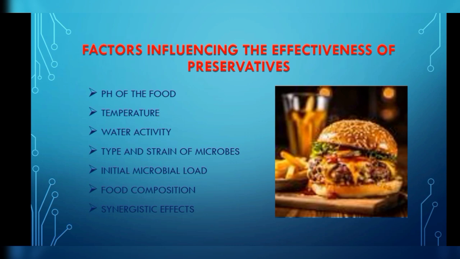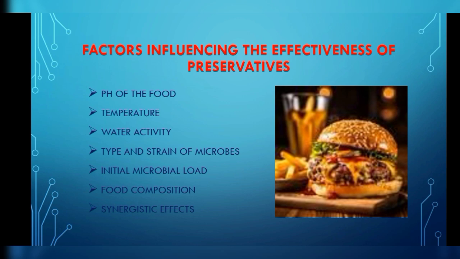Next is initial microbial load. Foods with high contamination require high preservative concentration. Food composition. Fats and proteins may bind preservatives, reducing their availability. Example: lipid-rich food may require stronger preservatives than carbohydrate foods.